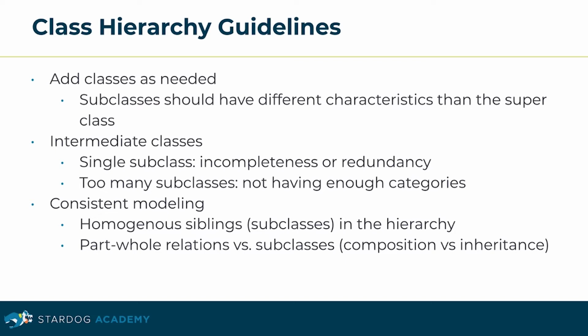In general, try to model consistently. Homogeneous symbolic subclasses should be part of the same hierarchy, while we should distinguish between part-whole relations versus subclasses. Part-whole relations denote composition, while subclasses denote inheritance.